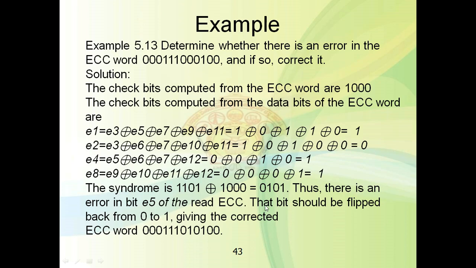Now that bit we need to flip so that we can correct it. So the fifth bit, you can see here, 0 1 2 3 4 5. So this is 0, so we have to change it from 0 to 1. That bit is flipped from 0 to 1, giving the corrected word. Now the word is corrected. The corrected ECC word is written here. Only this bit, the fifth bit, we have flipped, and we get the corrected word.